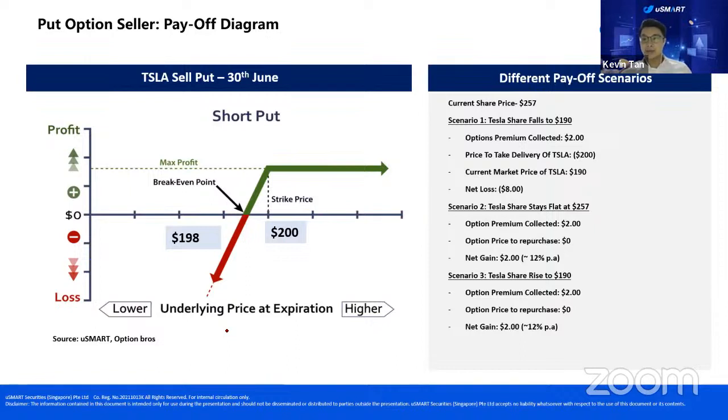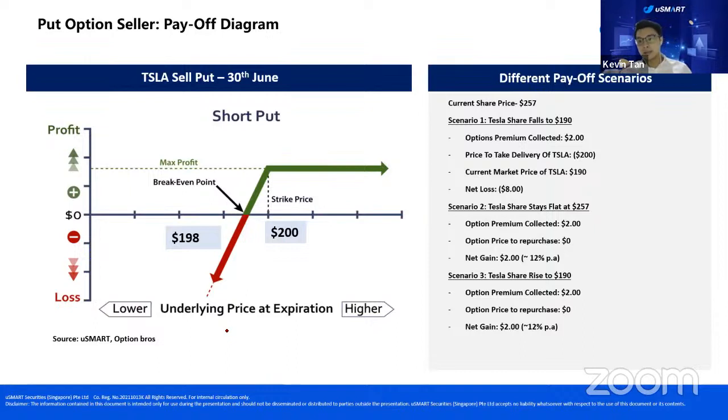The second scenario is, what happens if Tesla shares stay flat at $257? You're going to collect an option premium of $2. And because Tesla is now at $257, much higher than the $200 price point that you committed to buy at, you will not have the opportunity to buy Tesla shares at $200. So your option has lost its entire value. If you were to repurchase the option, that would cost you just $0. So as an investor, you gain $2 from doing this transaction.